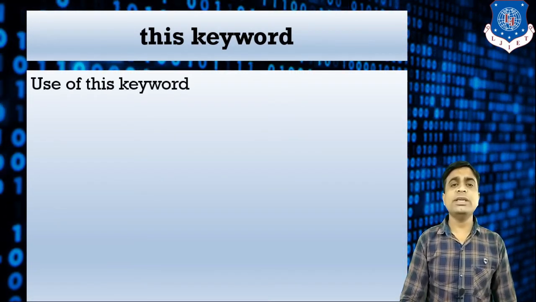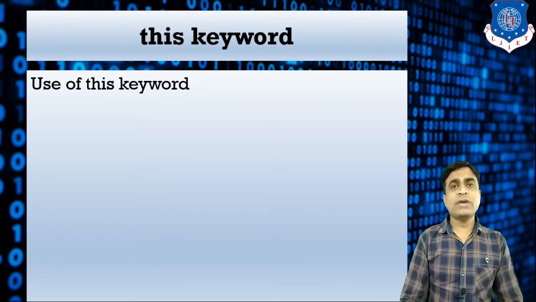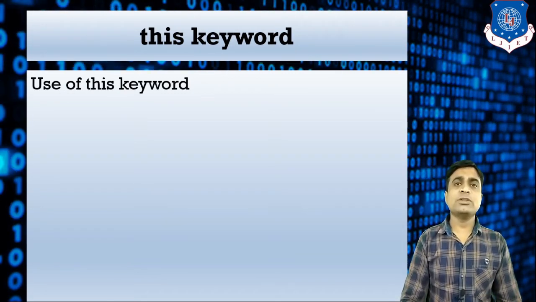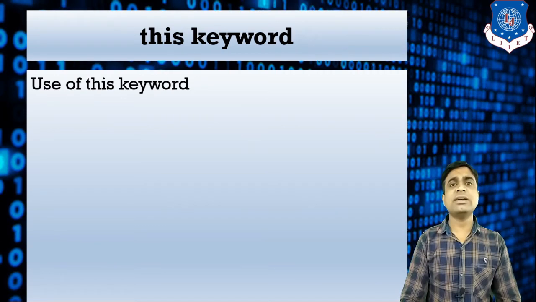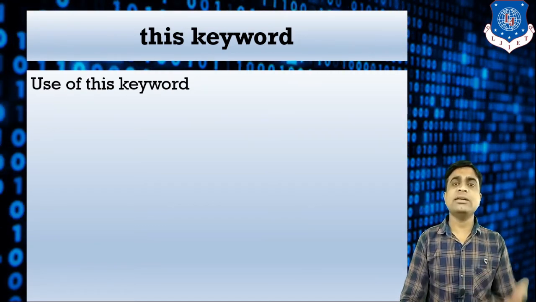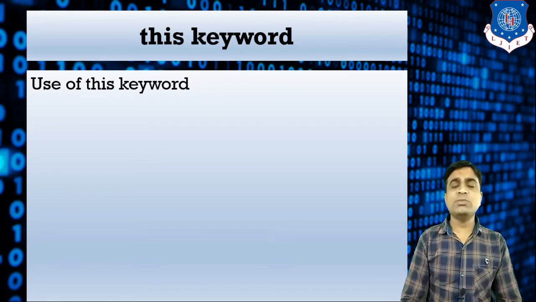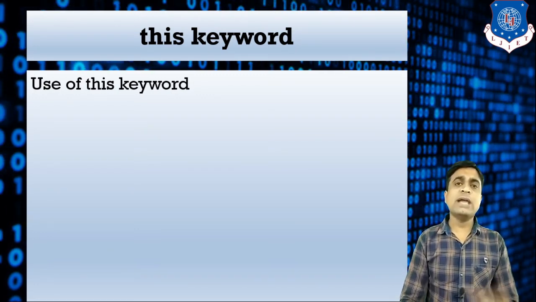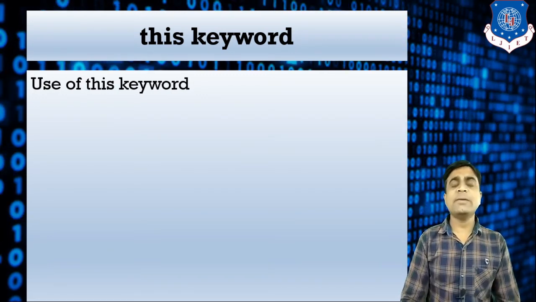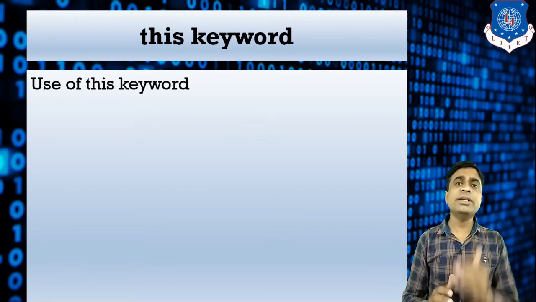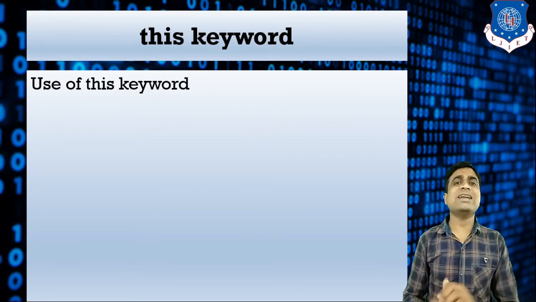Normally the this keyword is used for accessing the current class variable. If you want to access the current class variable, current class method and constructor, we have two options. Either we can create the object of that particular class, or we can directly call that data using the this keyword. So mostly the this keyword is used for the current class.